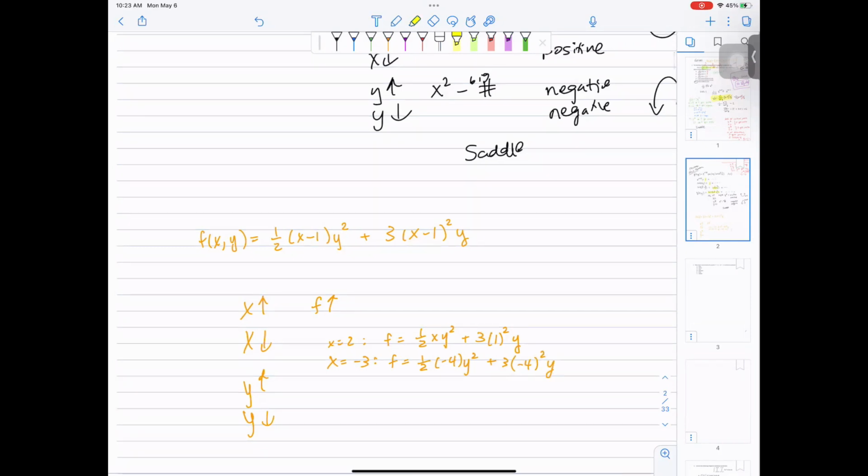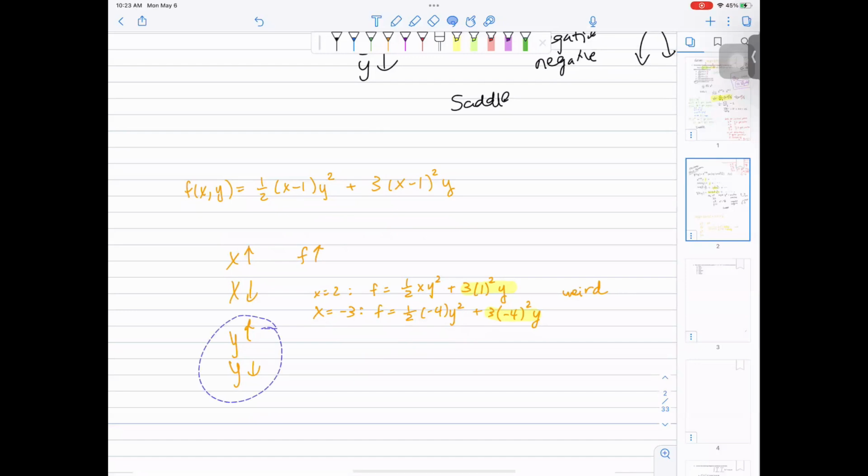So you see that this term doesn't really matter. It's always positive, but this term gets negative. So I would say something weird is happening here. 1/2 y squared, I would say weird. As y increases, f is always positive because y squared is positive. This y is also positive, so this whole thing would be positive.